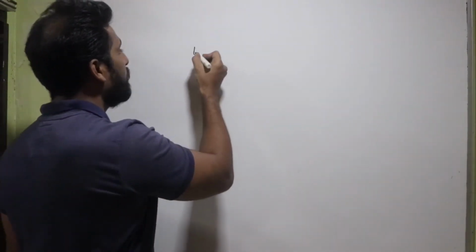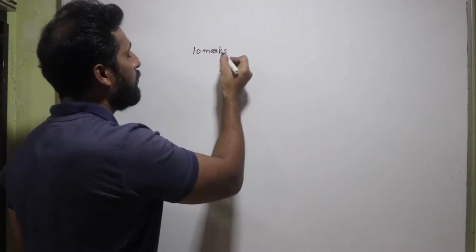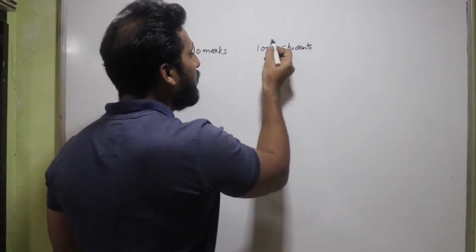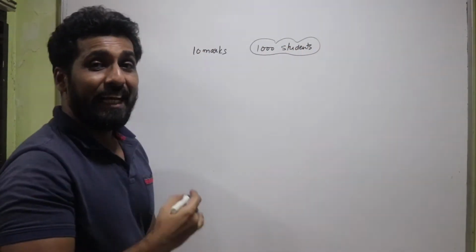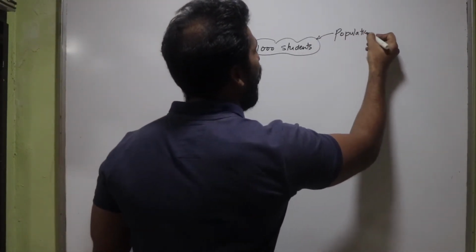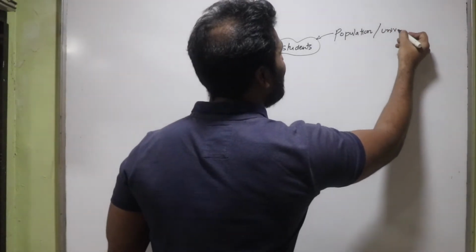So students, let's take an example to understand what is sampling. For instance, say in your college there are say 1000 students, and we have conducted one test on say mathematics and statistics. The test was for 10 marks. Now this count of 1000 students is called the population, or it is also called the universe.